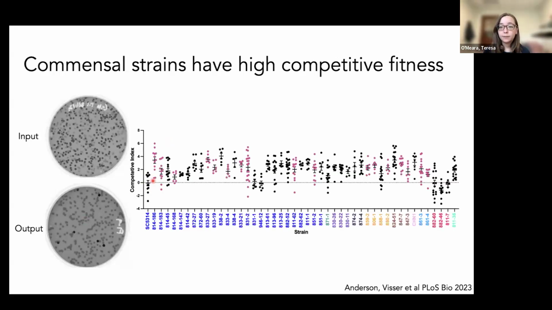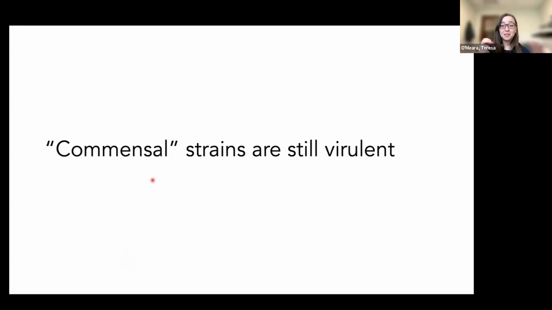And what we got was actually quite surprising to us, is that consistently the commensal strains have a higher competitive fitness, even in the systemic model of infection. So they're still able to cause disease. They have high competitive fitness. Basically, these commensal strains, things that we're getting from healthy undergrads that are walking around with these strains all the time, they are still able to cause disease.